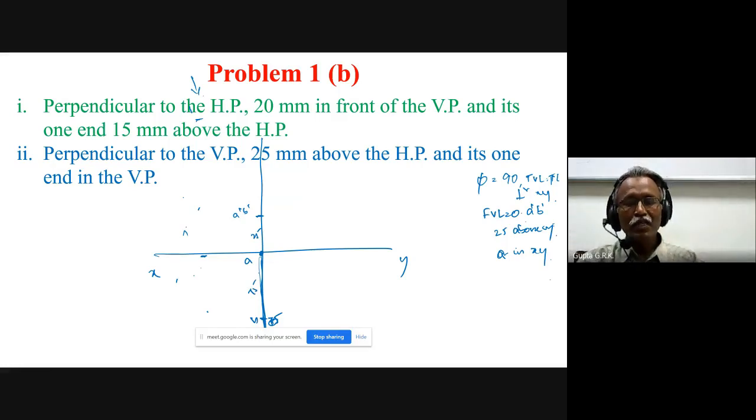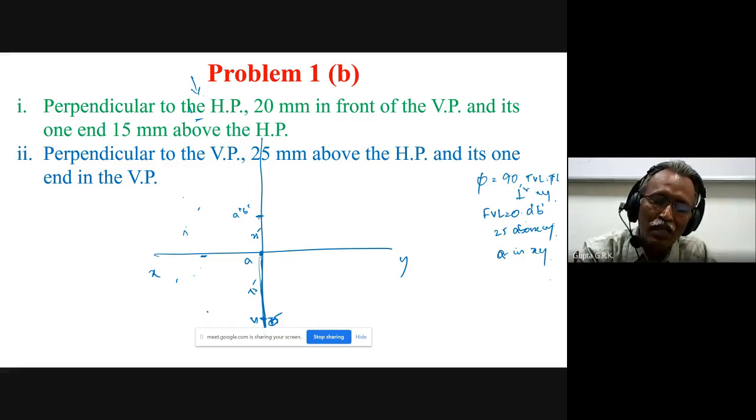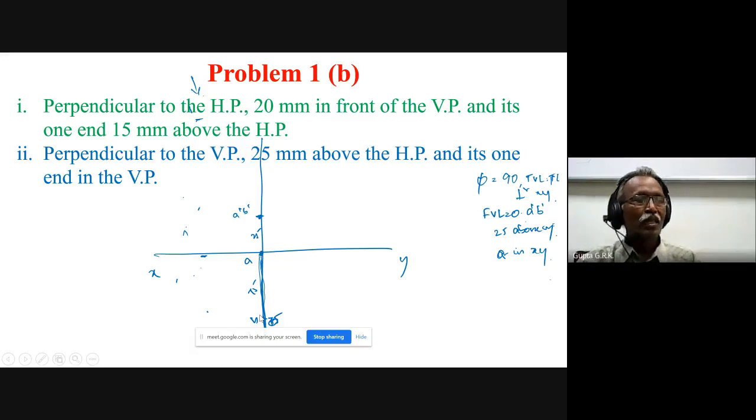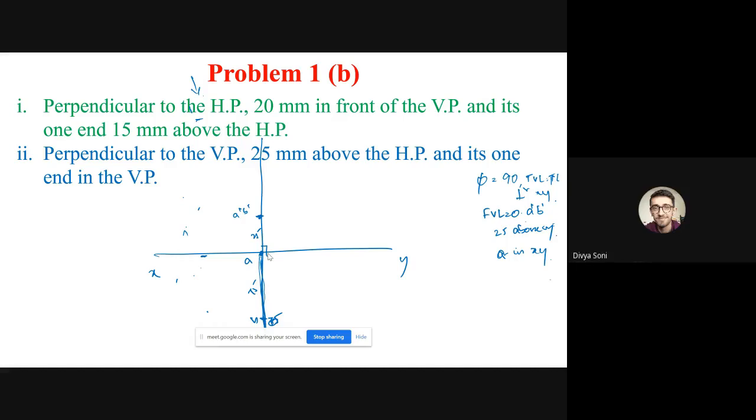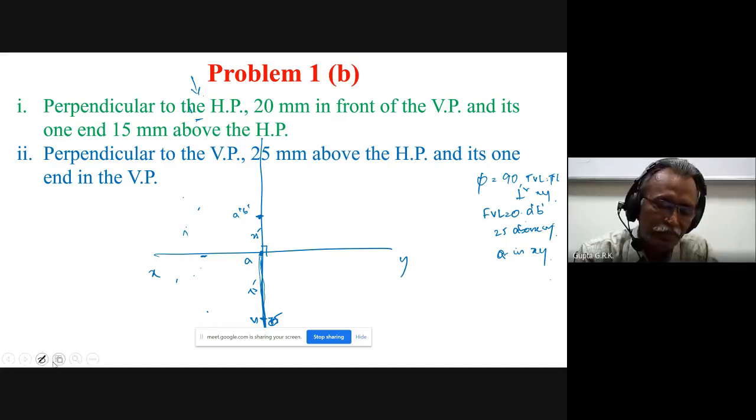So I got A, B, A dash, B dash. Okay. So I have to darken the points A dash B dash, and AB also. That's all. And I have to show all the lengths. Here that 90 you cannot show. The only thing is you can just show it as a perpendicular like that. Is it okay? Yes, sir.